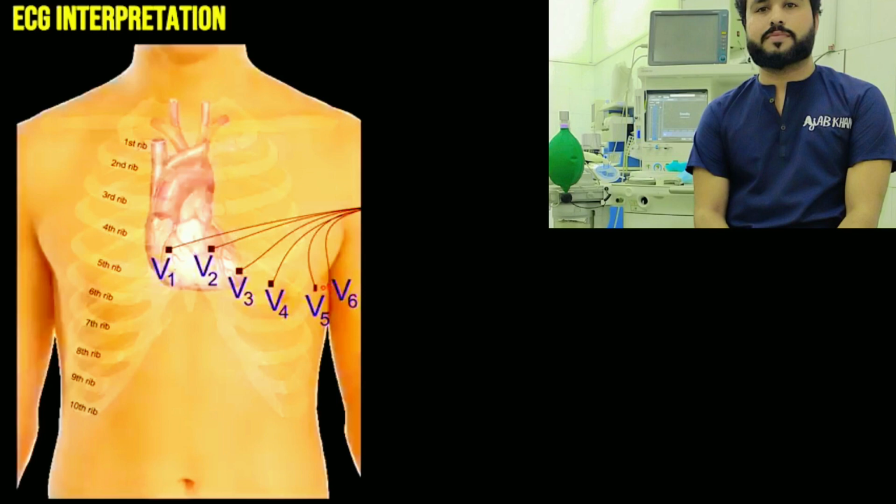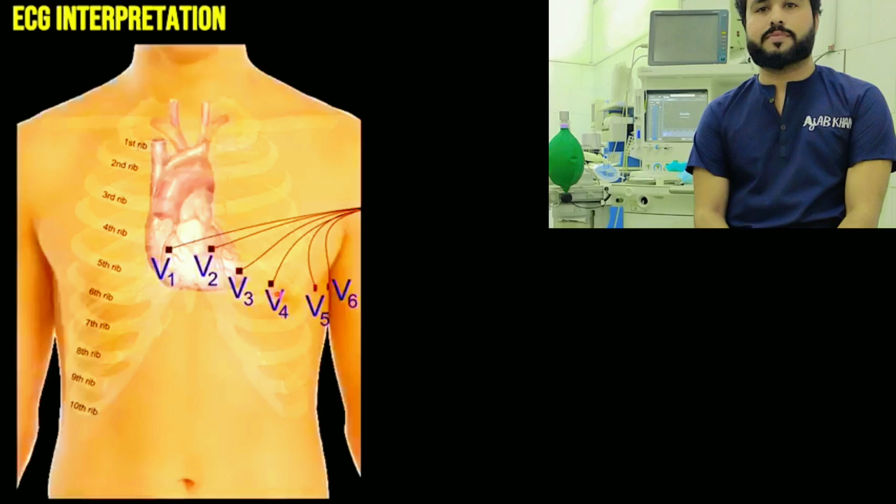V6 is placed in the mid-axillary line, and most of the time you will have to ask the patient to move their arm away to put V6. If you do not ask the patient to move their arm away, most likely you are putting V6 in the wrong space. So V1, V2 in the fourth intercostal spaces, V1 on the right side, V2 on the left side, V4 in the fifth intercostal space, and V3 is placed between V2 and V4.